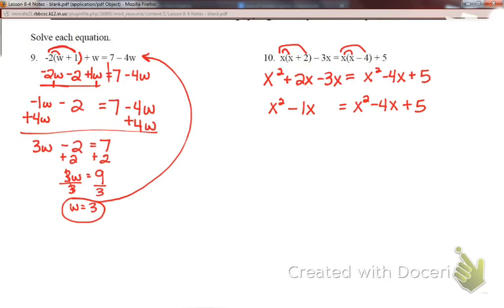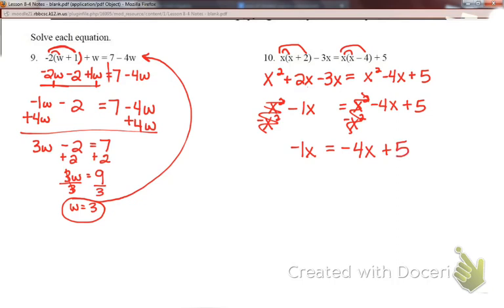And look at your x squareds. If you want to get rid of one of them, you're going to have to subtract it. And that's going to end up getting rid of it on the other side as well. So I'm going to put minus x squared underneath both of them, and they both go away, because x squared minus x squared is 0. So that's pretty nice. So then you have -1x equals, what's left? -4x plus 5.